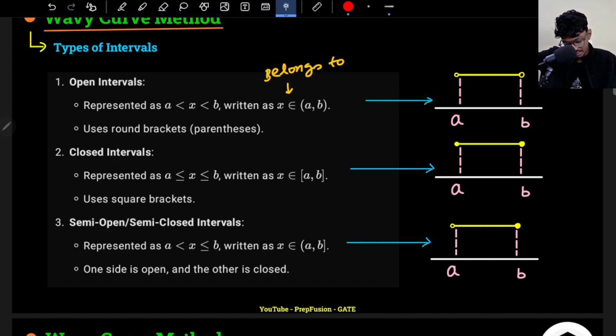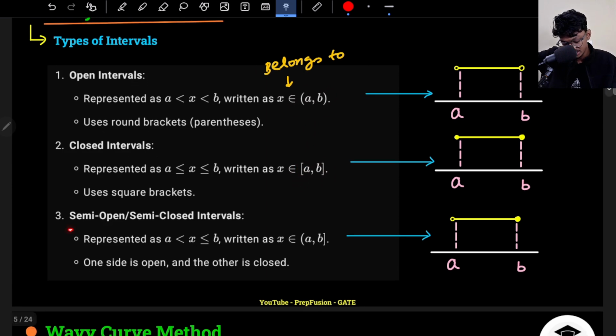Same in the closed interval. The difference is that now x can also equal a and b, so a and b are included, so I have drawn a closed, solid circle here. How do we represent it? The open interval is represented with round brackets, and here we represent it with square brackets, because the values are included. So if a value is included, we write it with square brackets.